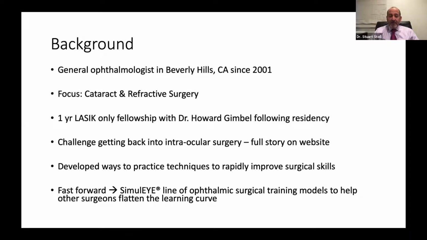In fact, one of my good friends at the time showed me some plastic film that we got at the Hallmark store, and that's a gift shop, and we used that to tear capsules, and it worked pretty well, and I refined that by putting things behind it and making it better and more realistic. And fast forward to today, we have this whole line of ophthalmic surgical training models called Simuli, and it helps other surgeons flatten the learning curve because I found that if it helps me, I want to be able to help other people, and then that just turned into a whole business, and that's a whole other story that we'll go into a little bit.